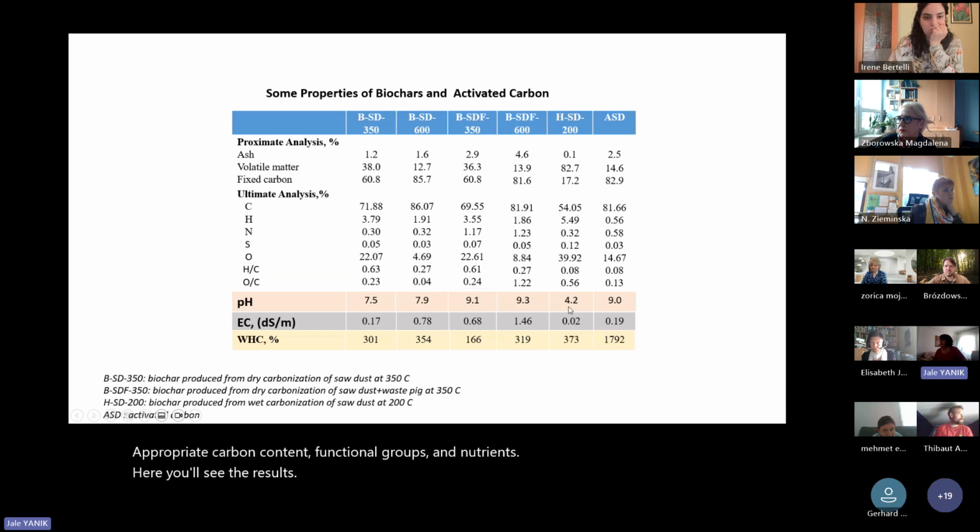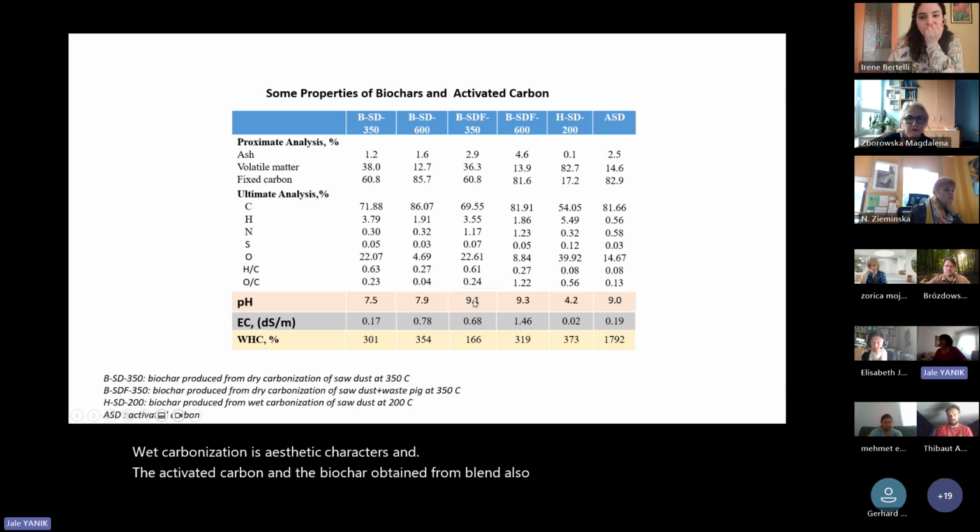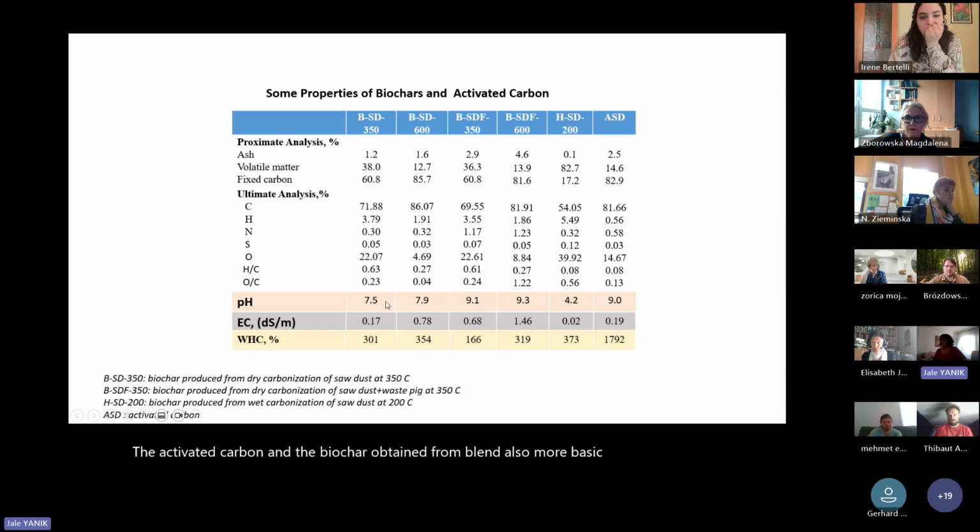Here it is seen that the biochar from wet carbonization has acidic character, and the activated carbon and the biochar obtained from the blend also have a more basic character, but the biochars obtained from sawdust, we can say, have almost neutral character.